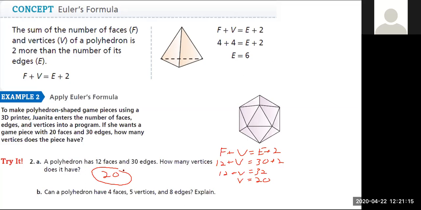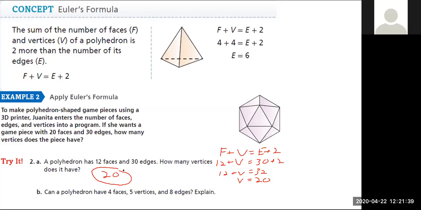But again, it doesn't have to be a regular polyhedron, doesn't have to be any specific type of polyhedron, doesn't have to be a prism, doesn't have to be a cone, sorry, not cone, pyramid. Again, any type of polyhedron, this formula applies. So the next question is, can a polyhedron have 4 faces, 5 vertices, and 8 edges?